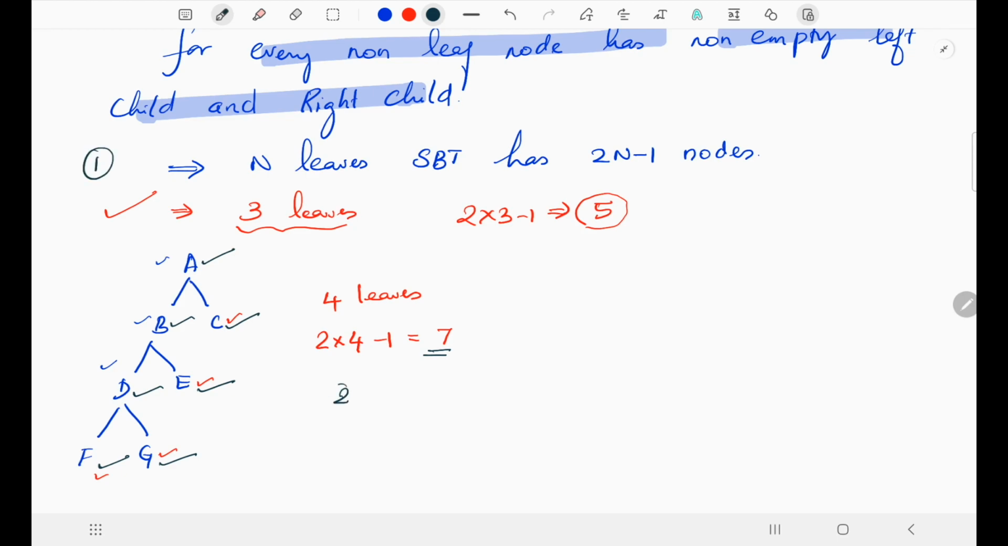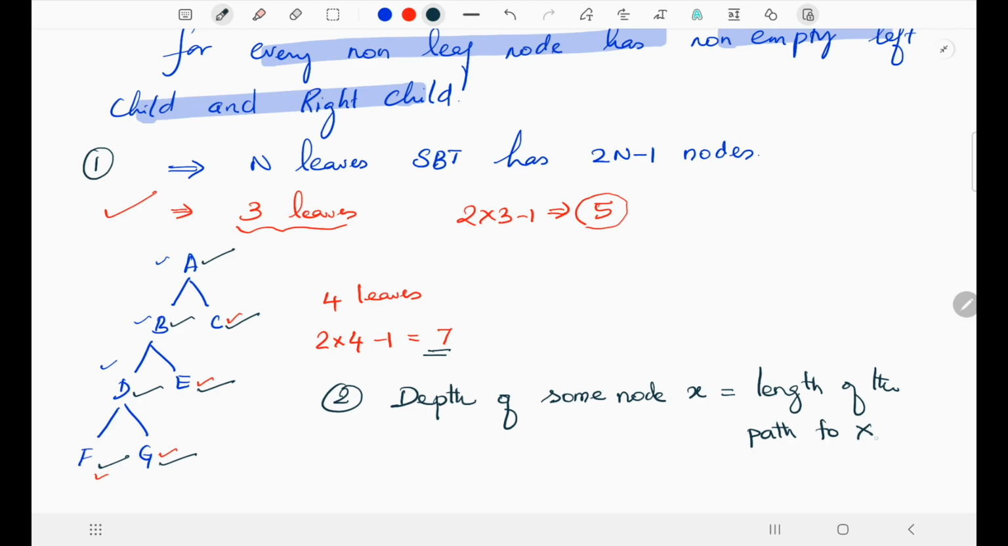Now I can say this is the first property. Okay, now I go for the second property: depth of some node x. Depth equals the length of the path from x. Okay, now I need to check, suppose I take this one, this node D.